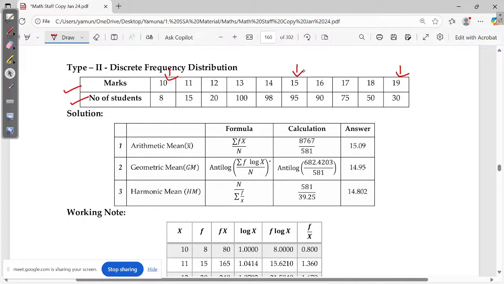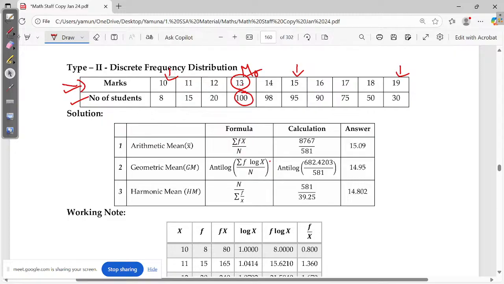Which mark is secured by the largest number of students? 13. Why? This is the highest frequency. Obviously, seeing the values, you can easily guess this is the mode value, right? Which is the mode value? 13 is the mode value. We will not say 100 is the mode value. Mean, median, mode and all lie in marks only. Number of students is the number of counts: frequency, number of happenings, number of occurrences, number of counts.